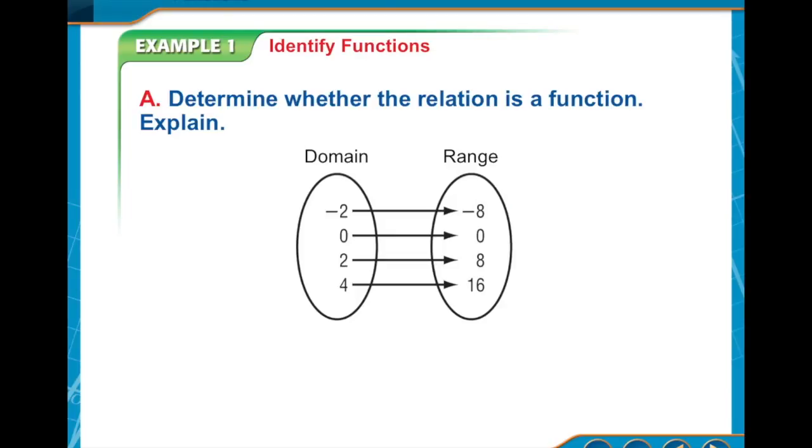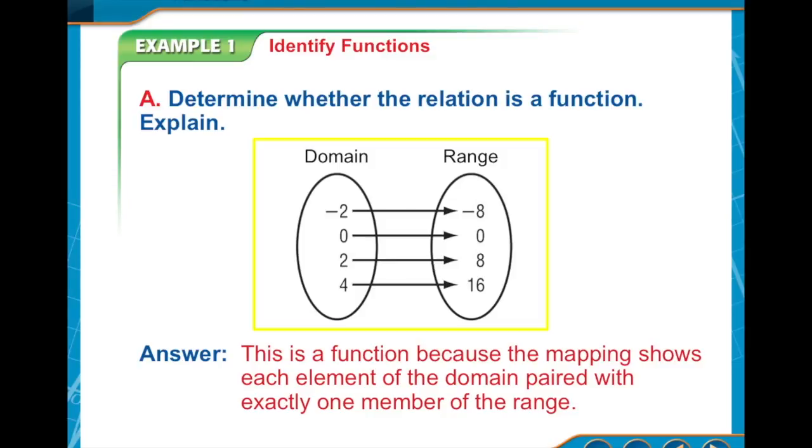First example, we want to determine whether this is a function. If we think about the fact that a function must have an x value being paired to one and only one y value, well, this passes that. Everything's 1 to 1 here. So that works. Our answer is that this is in fact a function because the mapping shows every element of the domain is paired with exactly one member of the range. None of these points are repeating. So this is a true function. This is 1a.